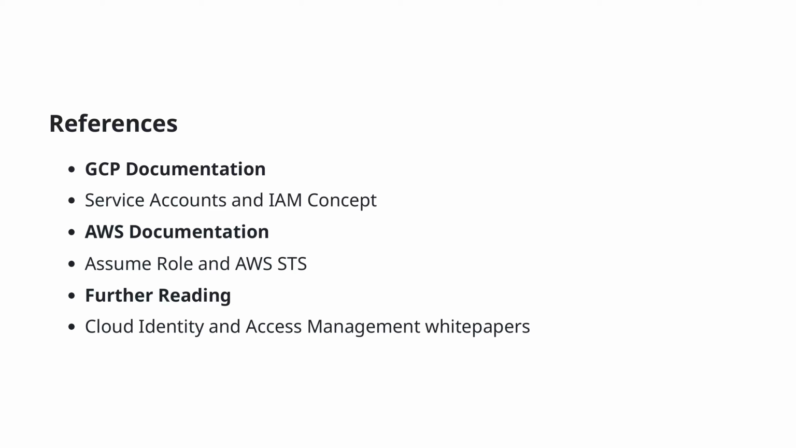For those interested in expanding their knowledge, here are some valuable references. First, the GCP documentation on service accounts and IAM concepts is excellent for understanding Google Cloud's identity management practices. Secondly, the AWS documentation provides insights into AssumeRole and AWS STS, offering guidance on Amazon's approach to secure access. Additionally, you may find it beneficial to explore cloud identity and access management white papers, which provide in-depth perspectives and best practices for managing identities across cloud platforms. These resources will support your understanding and help you apply what you've learned in real-world scenarios.